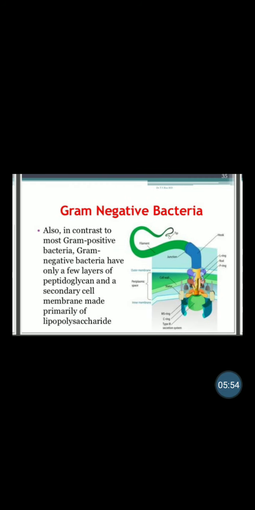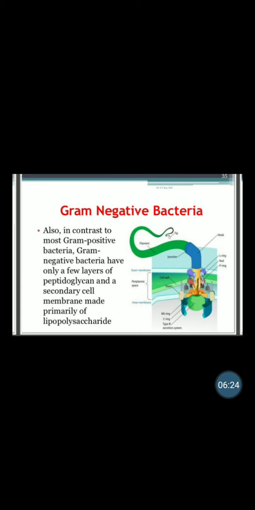In contrast to most gram-positive bacteria, the gram-negative bacteria have only a few layers of peptidoglycan and a secondary cell membrane which is made primarily of lipopolysaccharide.